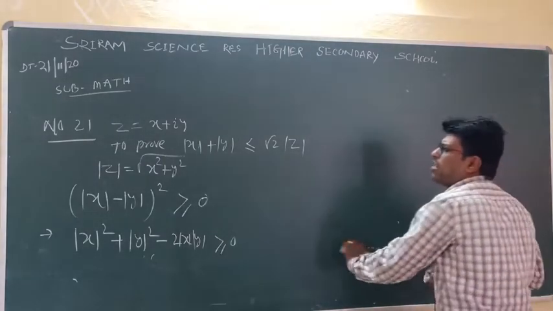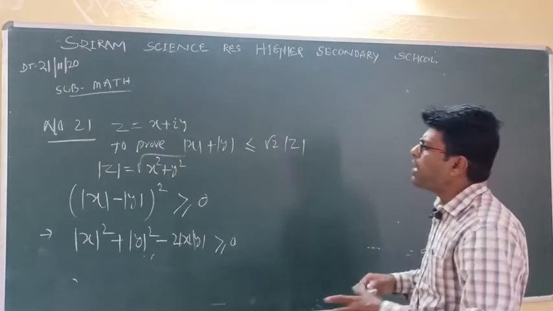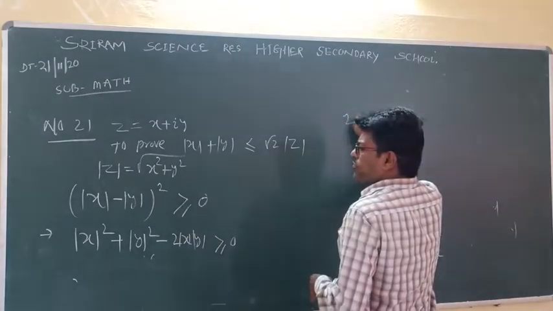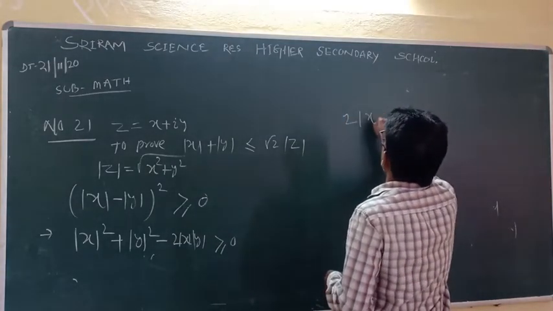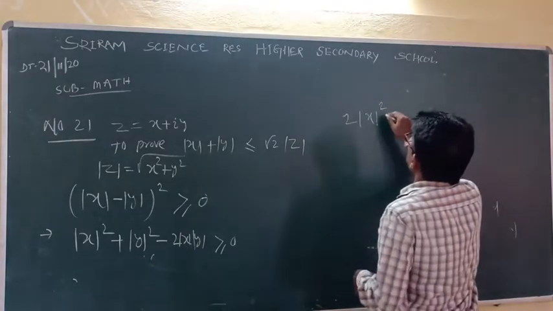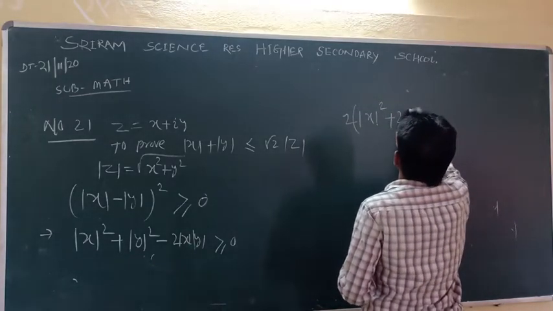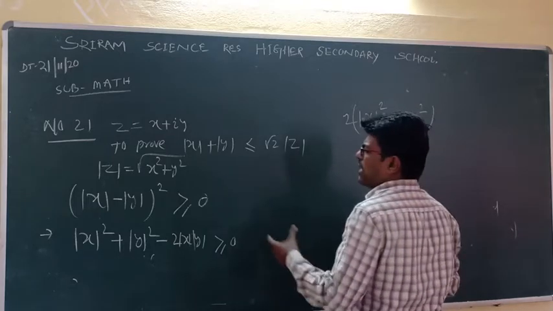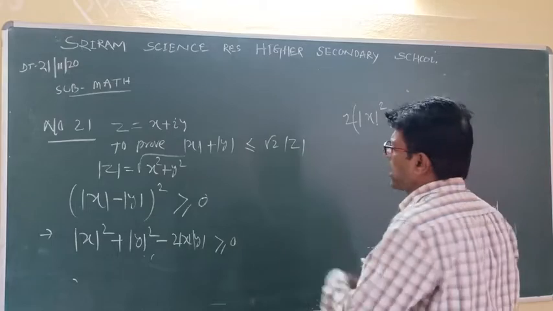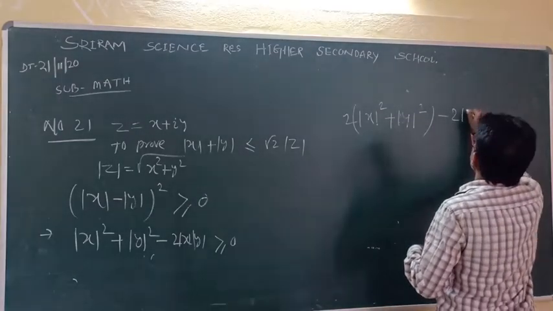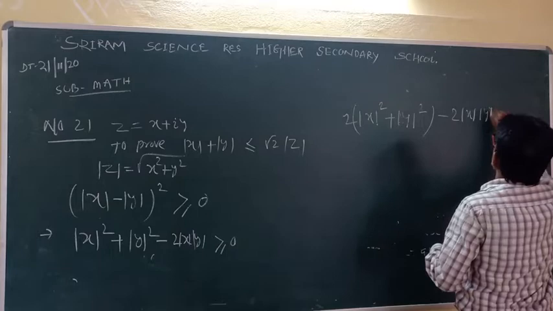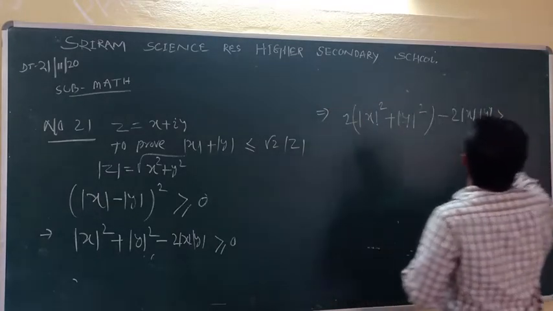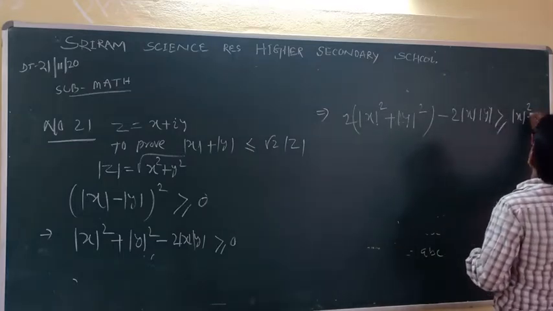Then we have added mod x square plus mod y square. We have added in both cases. Just use them 2 x square plus 2 mod y square. We added mod x square plus mod y square on both sides. Minus of 2 mod x into mod y greater than or equal to, that implies mod x square plus mod y square.